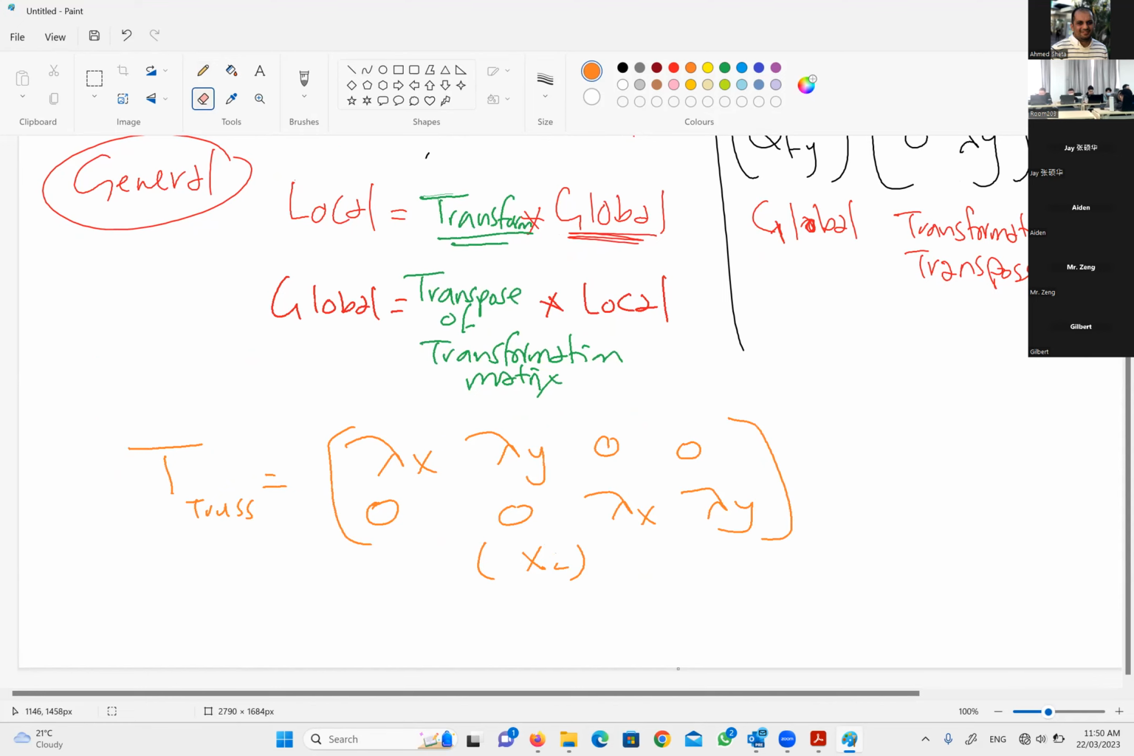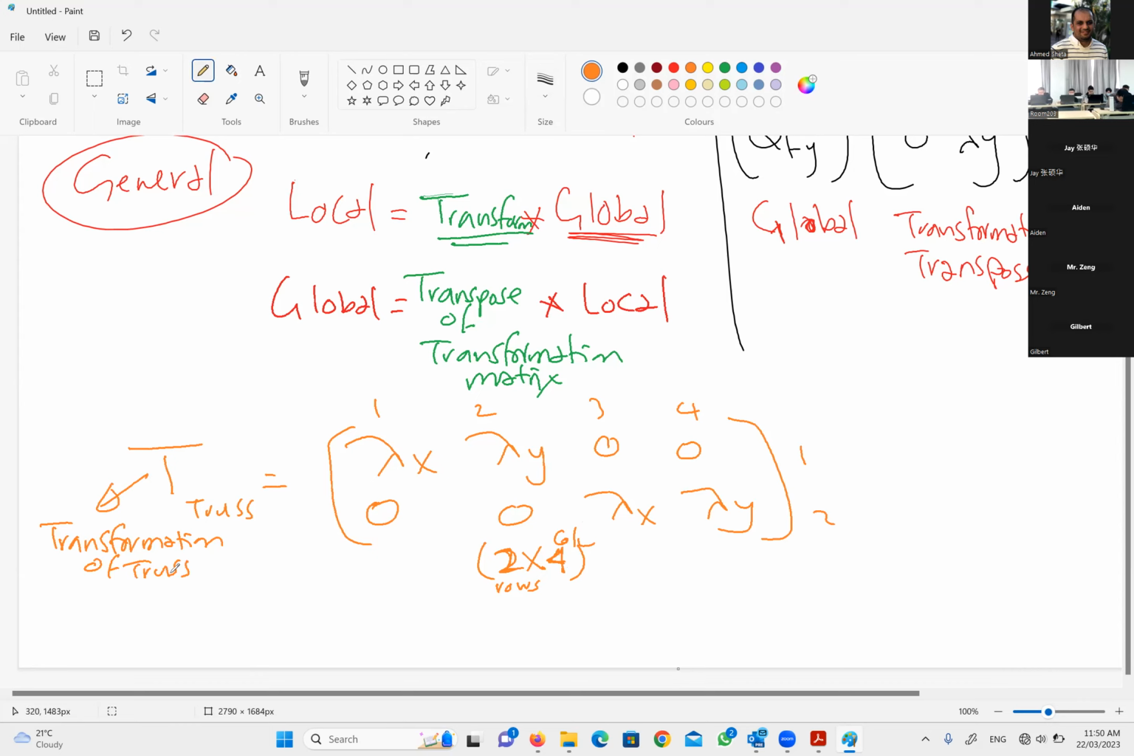This transformation matrix is 2 by 4, sorry. 2 rows, 4 columns. So we have 1, 2, 3, 4 columns and 1, 2 rows. Okay. So this is called the transformation matrix of a truss.